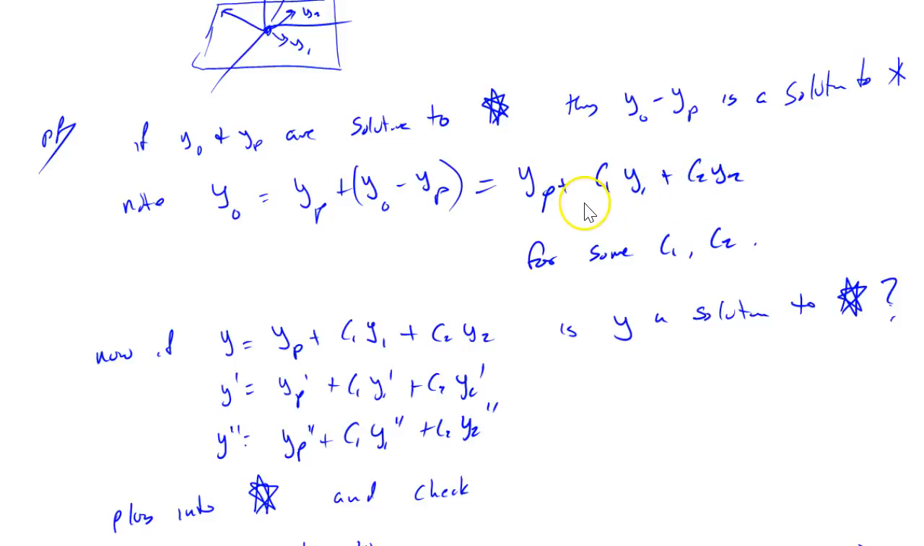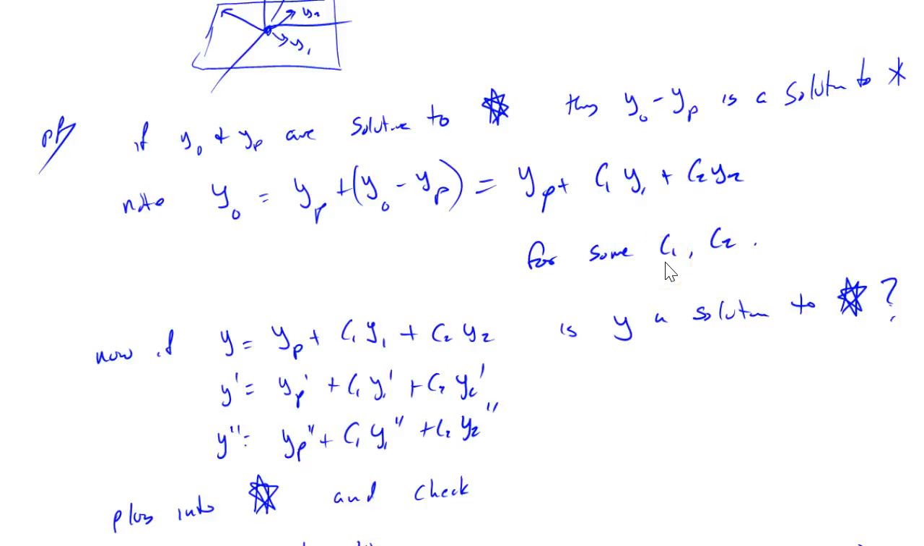Right? So what have I done? I've said, hey, I've got some solution to the non-homogeneous equation, and I've written it as the sum of some other y sub p plus something from the homogeneous equation, for some C1 and C2.